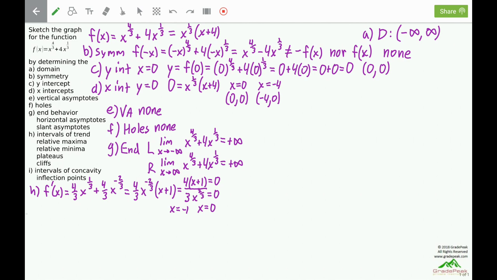We can now draw a domain line. It has no left end because it starts at negative infinity, and no right end because it ends at positive infinity. We can put all critical numbers on here in order. Negative 1 comes before 0.